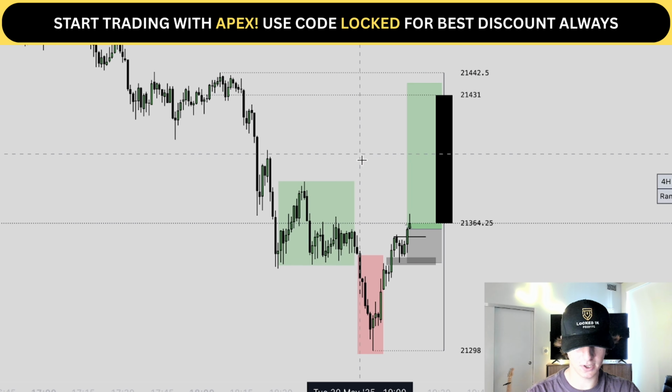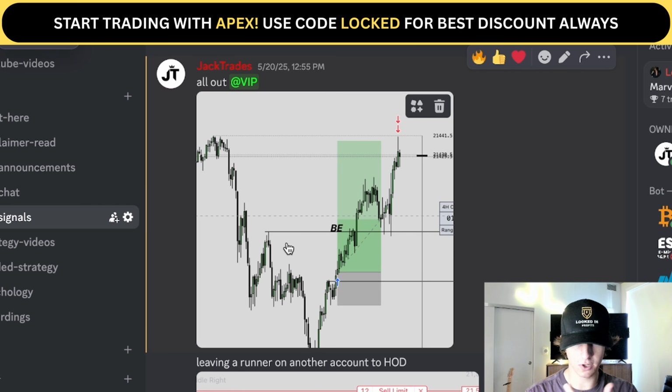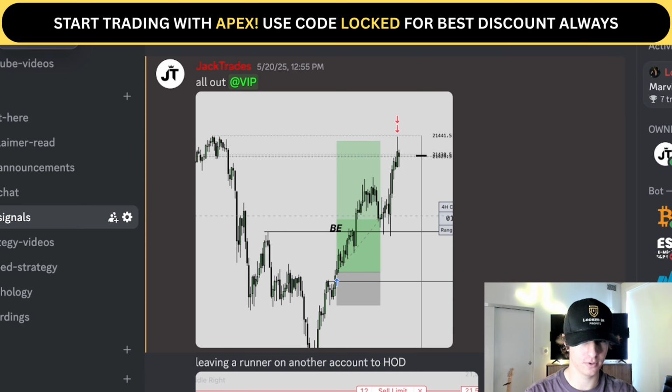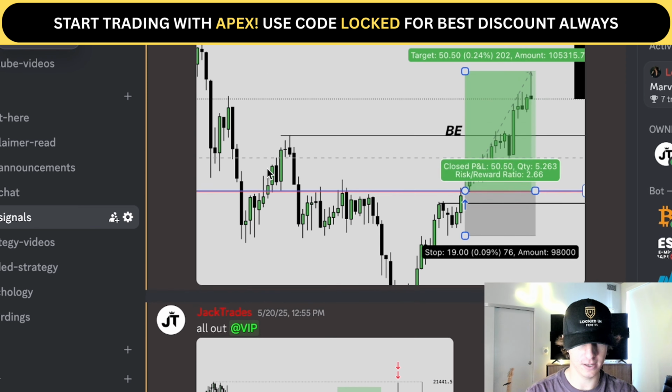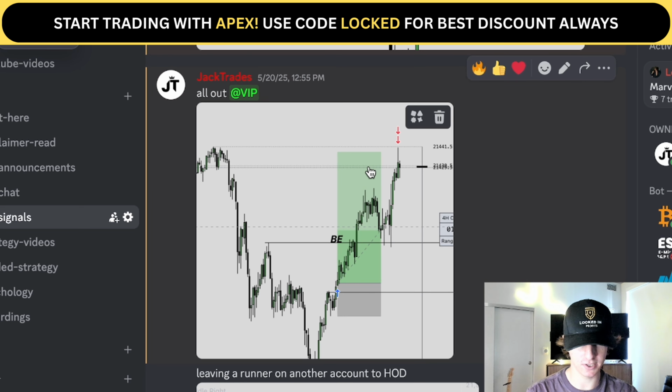I think we took it a little bit. I mean, let's see. Here was our execution right here. Okay, so we entered on the candle after that closure, and we basically took it up to essentially the 4-hour high. Yeah, so that was our execution. You can see the fills again.